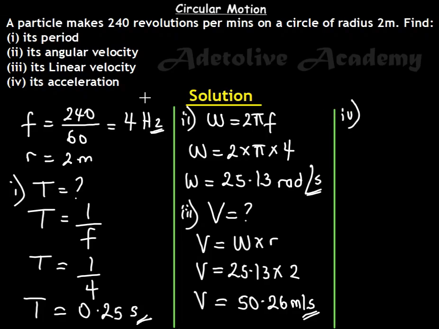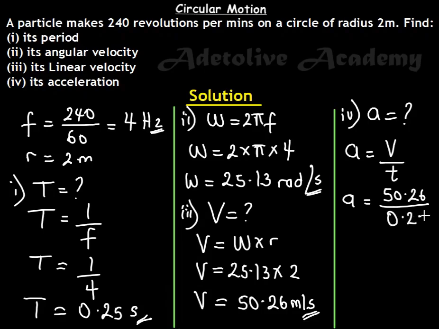Number 4 is its acceleration. So a is equal to question mark. Here a is given by velocity over time taken. So a is equal to the velocity, 50.26, over the time taken, which is 0.25 seconds. Dividing this, you're going to get approximately 201 meters per second squared, and this is the answer for the value of the acceleration.